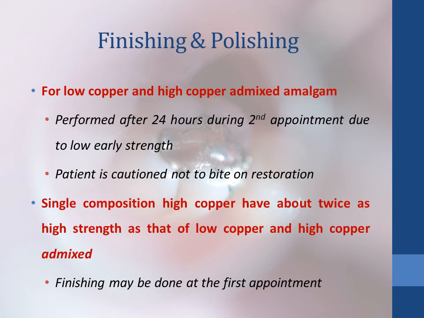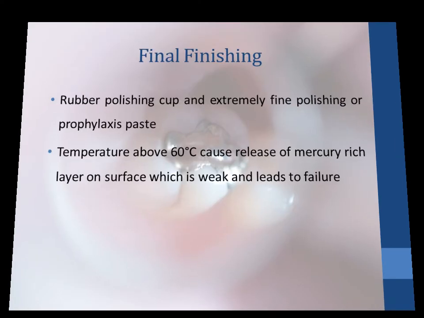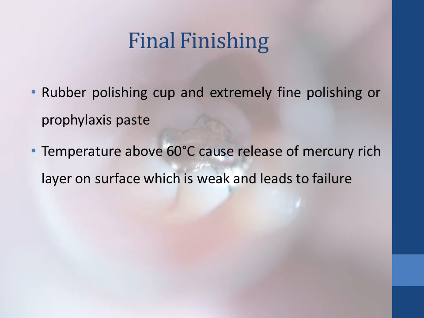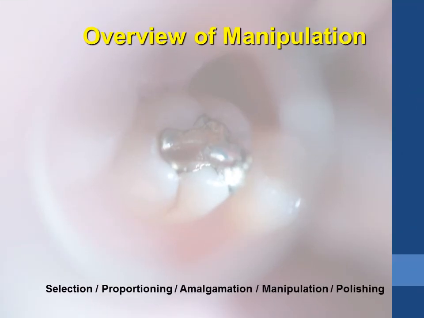However, in single composition high copper, because they have twice the strength of low copper, finishing may be done immediately right after placing the filling. And as I mentioned, the newer amalgams are usually high copper single composition, so the finishing and polishing is done straight away as soon as the amalgam sets, as soon as we have carried out the carving. Whereas in mechanical trituration, we just place the powdered alloy and mercury, which is the capsule and pestle, within the amalgamator.